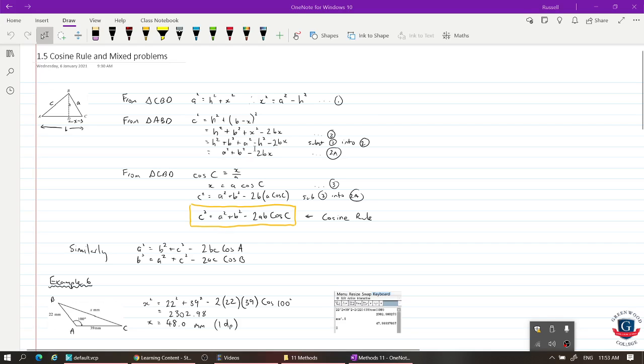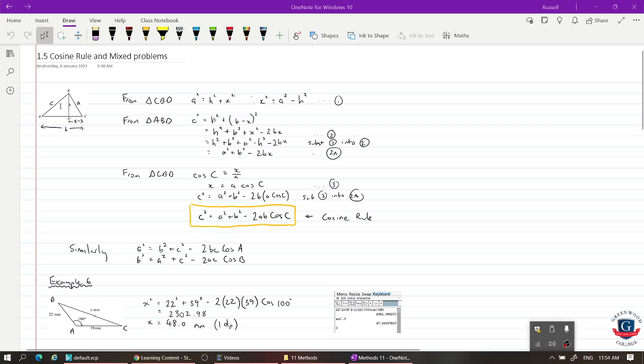Simplify, we'll get to this expression there. Now what we're going to do is substitute x squared into this equation. This x squared here becomes a squared take h squared, which is that there. Now if we simplify this expression, the h squareds will cancel out, and we end up with a squared plus b squared take 2bx.